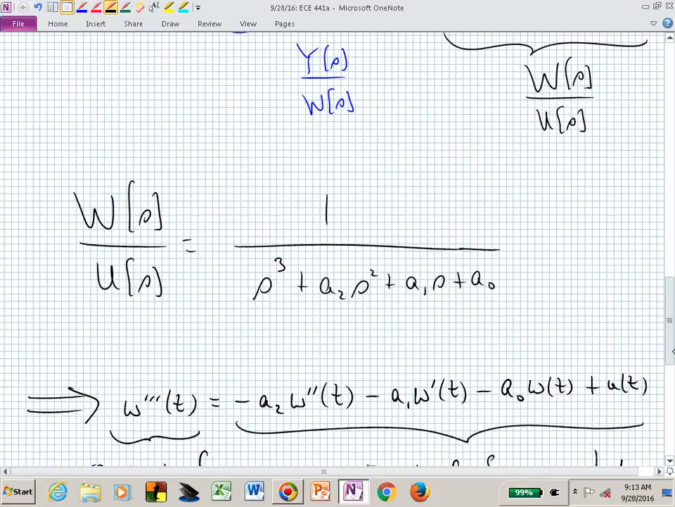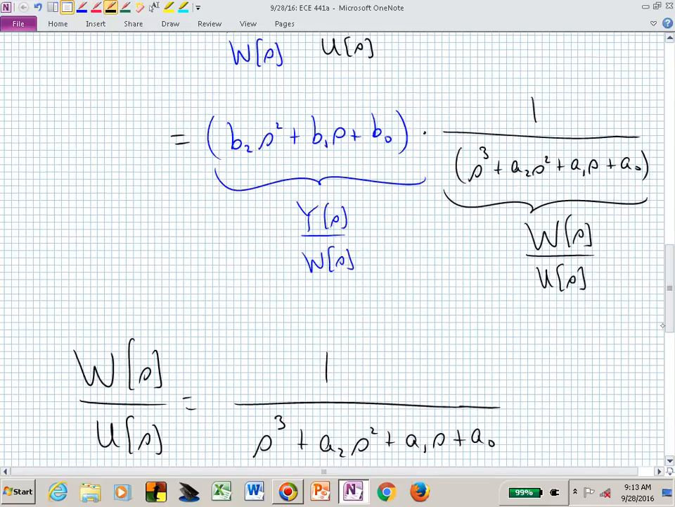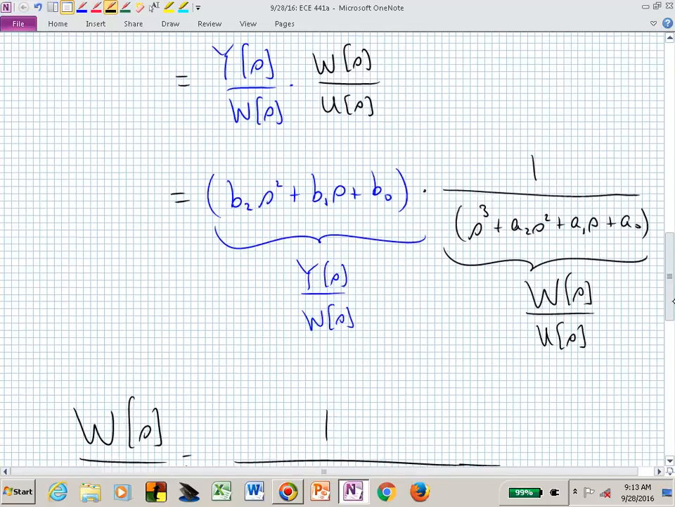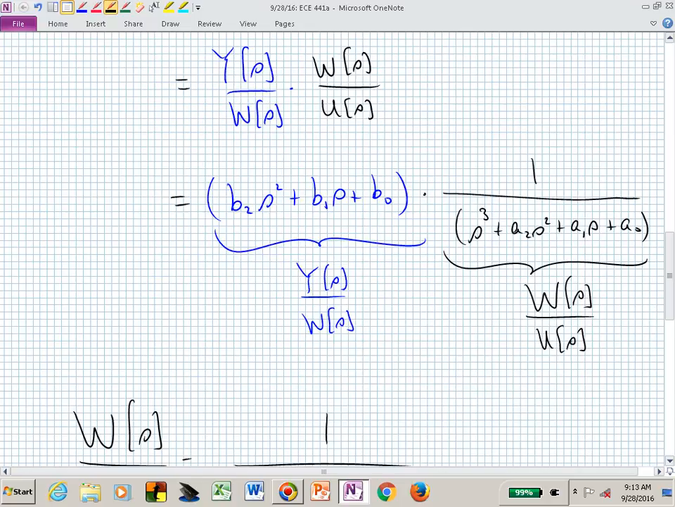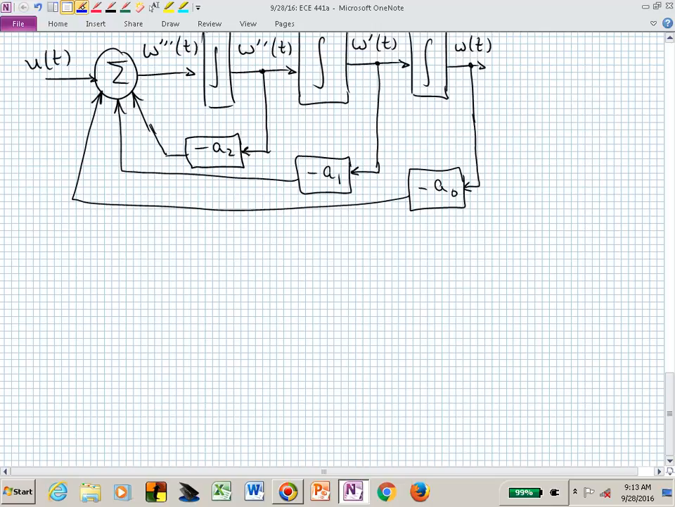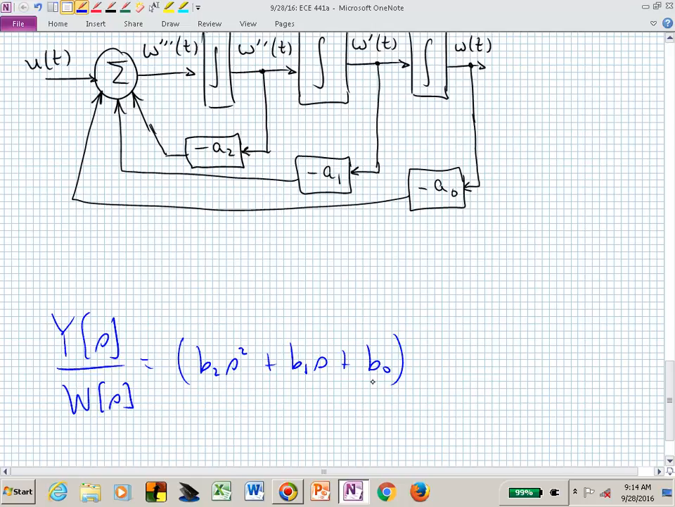We need to now incorporate the blue piece, which is now going to be a relationship between the output y and this newly introduced variable w. Let me go into the blue color scheme. I now have y over w is the original numerator. B sub 2 s squared plus b1 s plus b sub 0.